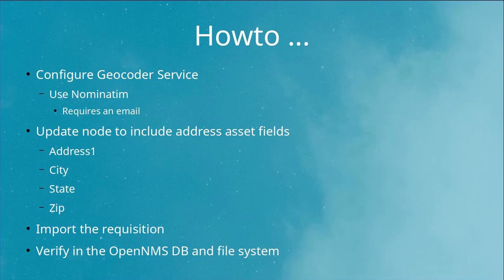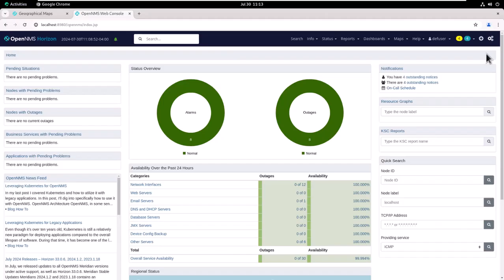Once the geocoder service is configured, the address asset information of each node in the tutorial requisition will be populated. The addresses used are those of the city hall in each city. After populating the address asset information, the tutorial requisition will be imported. Finally, the mapping will be verified.